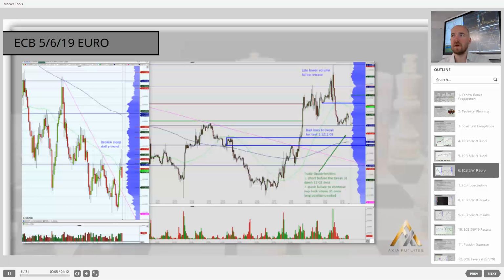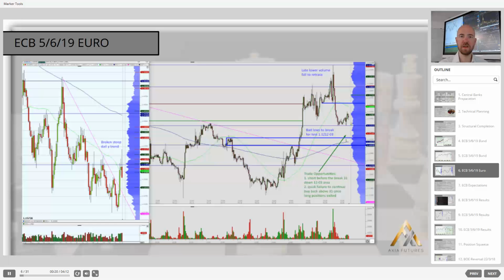Now the euro is exhibiting a slightly different scenario from the bond, and one that could play out that little bit quicker and that little bit earlier on. We'll come on to why, and we'll come on to scenarios in which that could play out in the next couple of slides. We're just having a look at the structure.